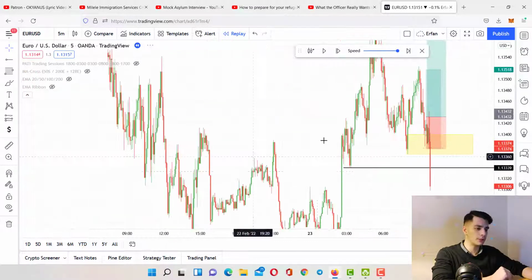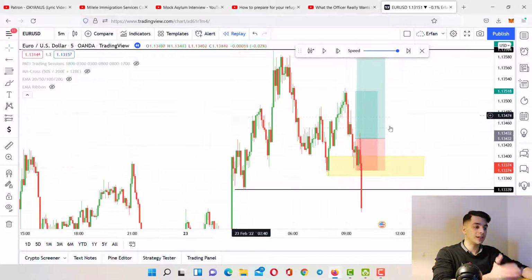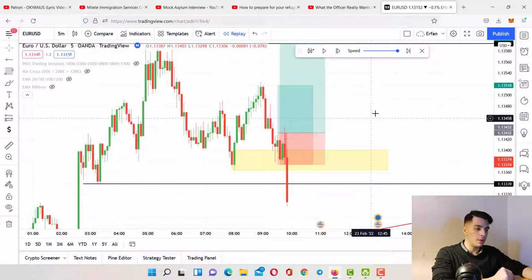Everything was good because of these breakout structures here. I thought that the market was bullish, but apparently, as you saw, it wasn't.